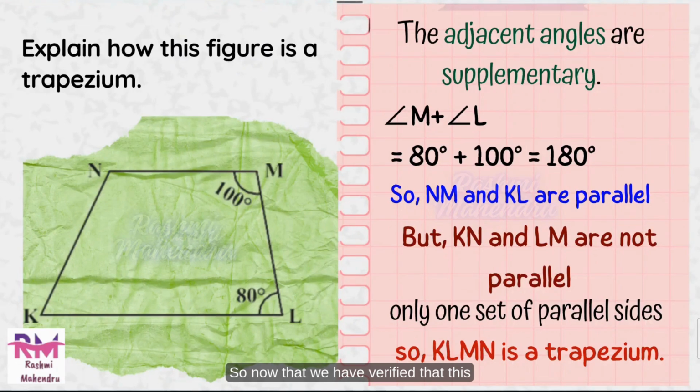Now that we have verified that this trapezium KLMN is indeed a trapezium, there is a point worth mentioning over here: the definition of a trapezium is more inclusive than you might expect. In fact, a trapezium is defined as a quadrilateral with at least one pair of parallel sides. This means that even if a quadrilateral has two pairs of parallel sides, it still can be classified as a trapezium. But we will explore this nuance in more detail in the final module of this series. For now, let us focus on understanding the basic properties of trapezium with one pair of parallel sides.